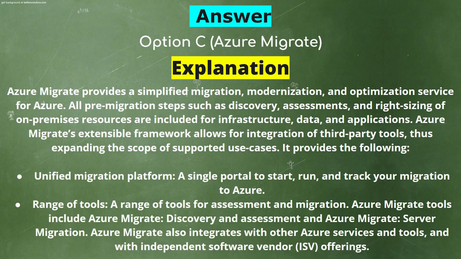It provides the following. Number 1. Unified Migration Platform. A single portal to start, run, and track your migration to Azure. Number 2. Range of tools. A range of tools for assessment and migration. Azure Migrate tools include Azure Migrate Discovery and Assessment, and Azure Migrate Server Migration. Azure Migrate also integrates with other Azure services and tools and with independent software vendor offerings.